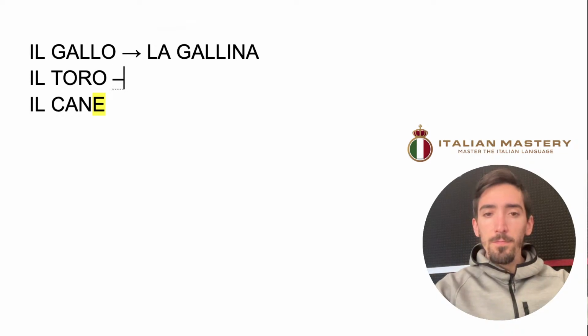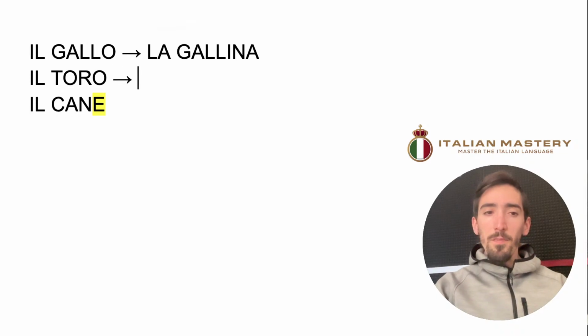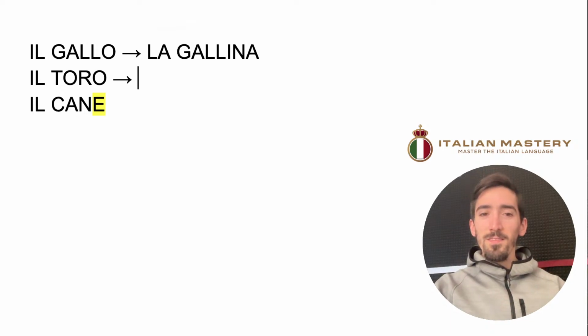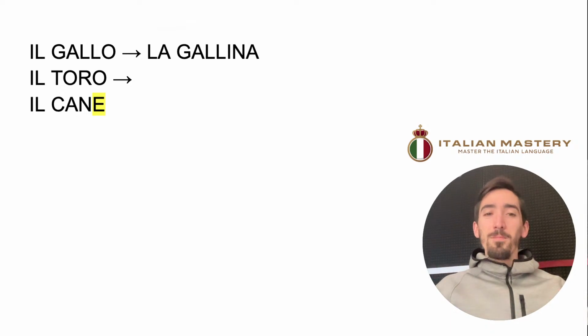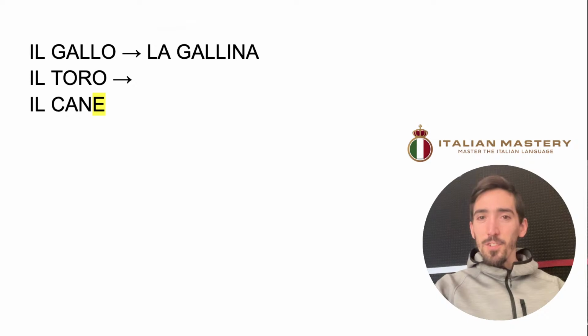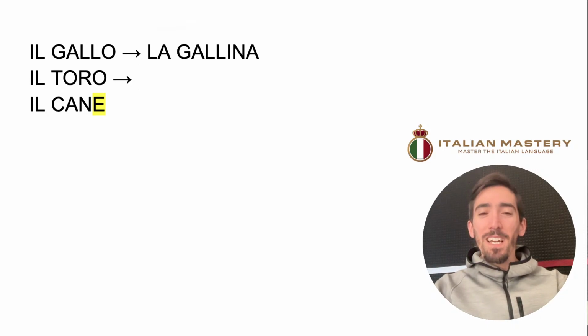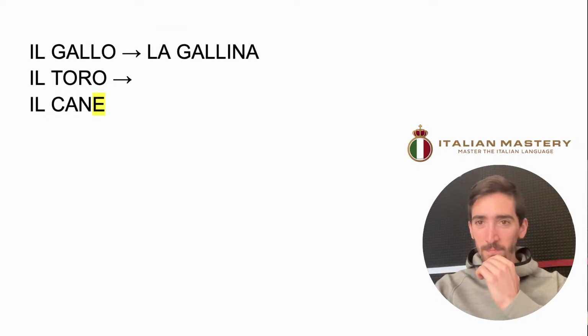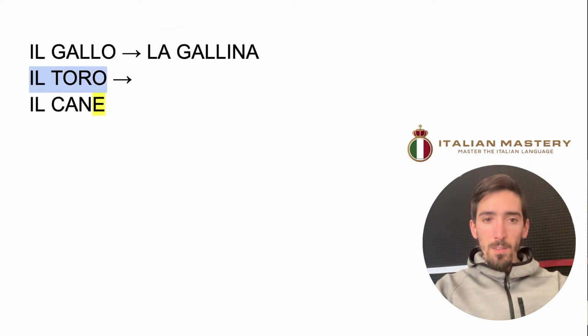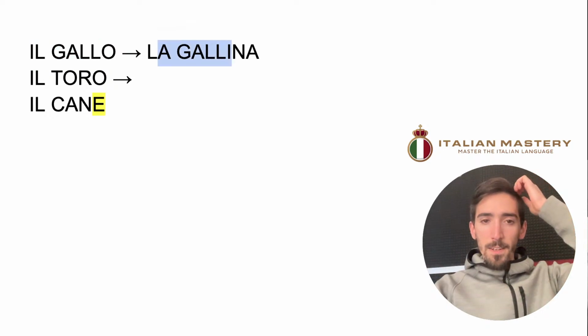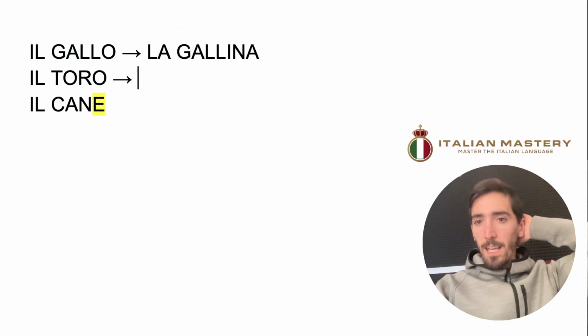Il toro, what would be the feminine of, what would be a cow in English? Well, I guess cow. What would be a cow in Italian? So we have the bull, rooster, the hen. Now we need the cow.